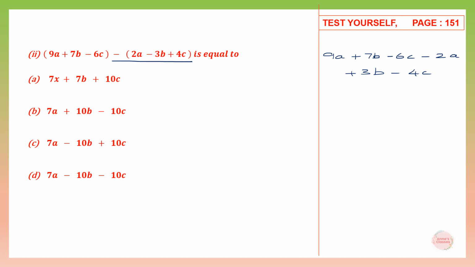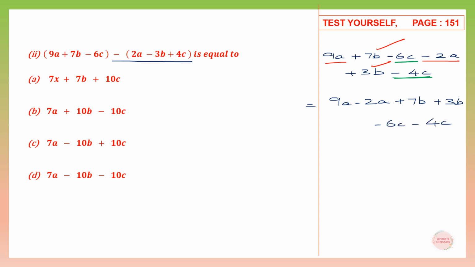Let's take the like terms together. So we have 9a and minus 2a. Let's put it together: 9a minus 2a. Then let's take 7b and 3b. So that is plus 7b plus 3b. And what is left is we have minus 6c and minus 4c. So let's write that: minus 6c minus 4c.